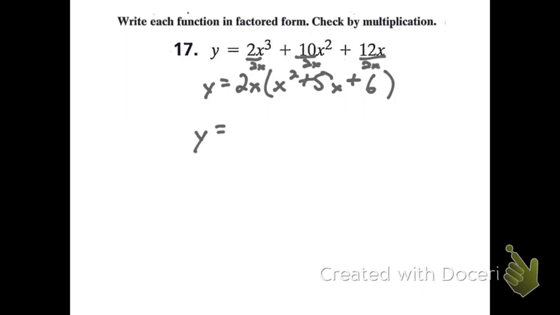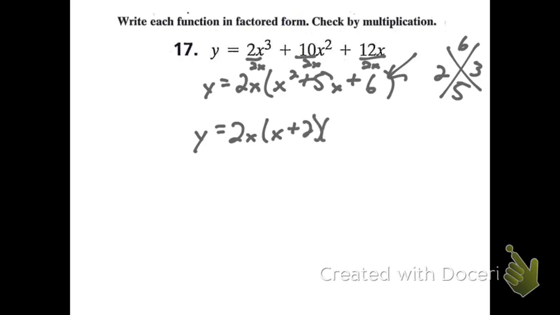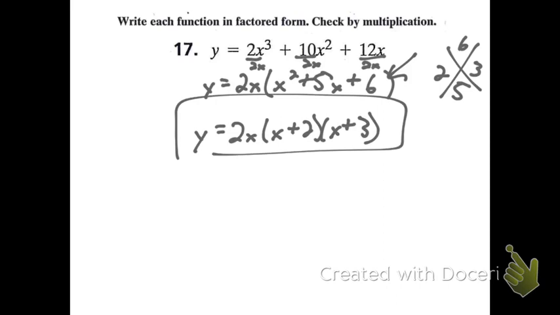Now, I'm not completely done yet, because this inside the parentheses can be factored. We're looking for two numbers that multiply to 6 and add up to 5. All right, so that would be 2 and 3, I believe. Yeah, so it would be x plus 2 and x plus 3. That's it. It's in factored form. We don't have to check by multiplication. I like it the way it is.